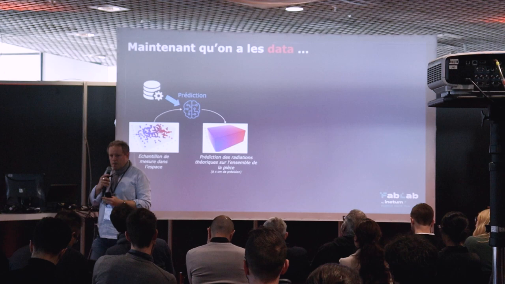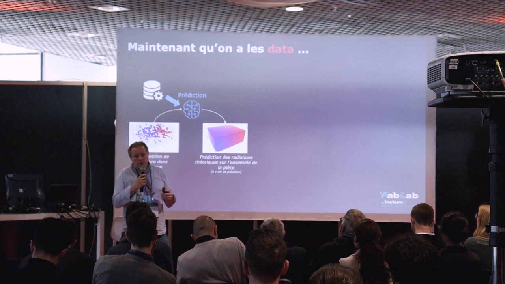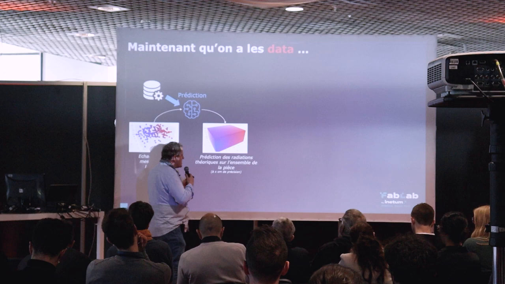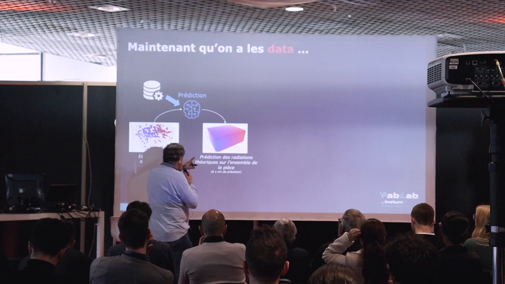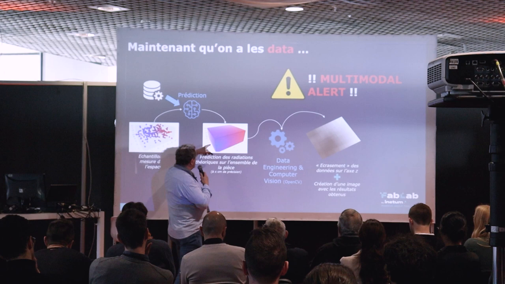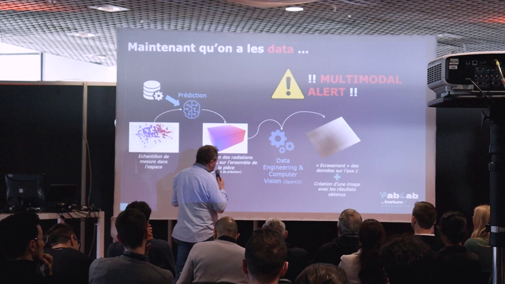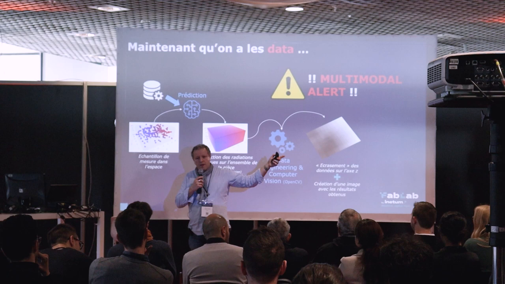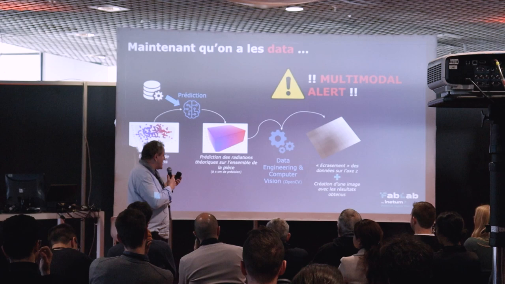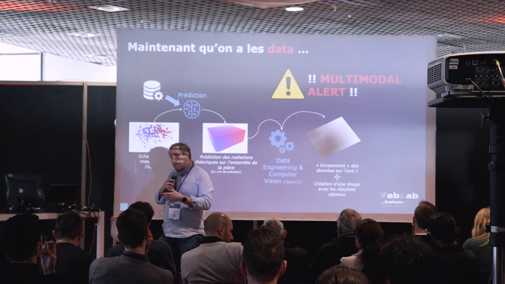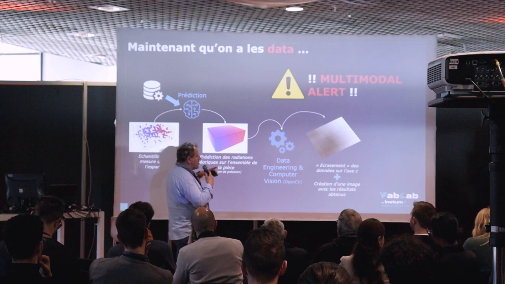To do that, we could probably use gradient descent or something very mathematical. But the idea is, why not transform this tabular data into a picture? We transform these 3D measures by compacting the Z axis with a normalization, and then we have a picture where the weight of each pixel represents the radiation measure. Why do we do that? Because now that we have a picture, we can use all the possibilities of computer vision, and it will be far easier to find what we want on a picture than in the huge 3D voxels.